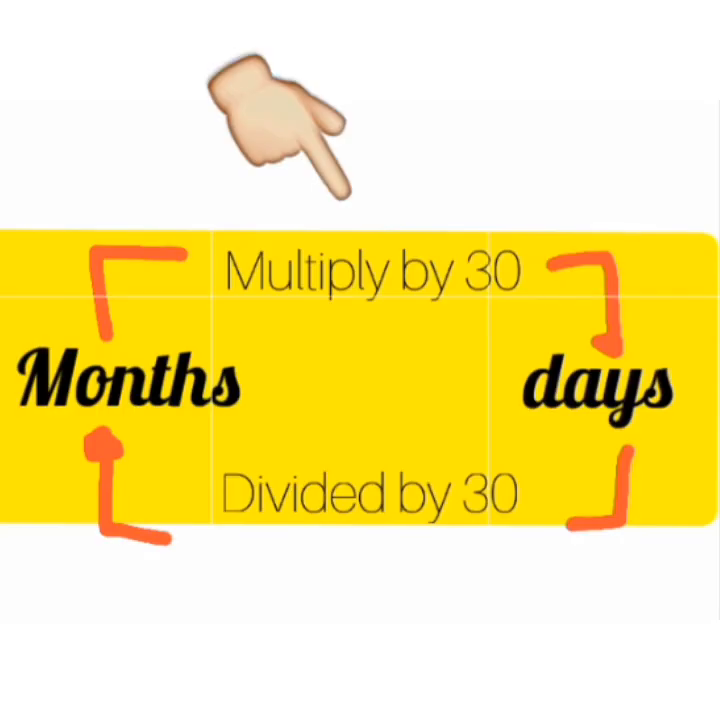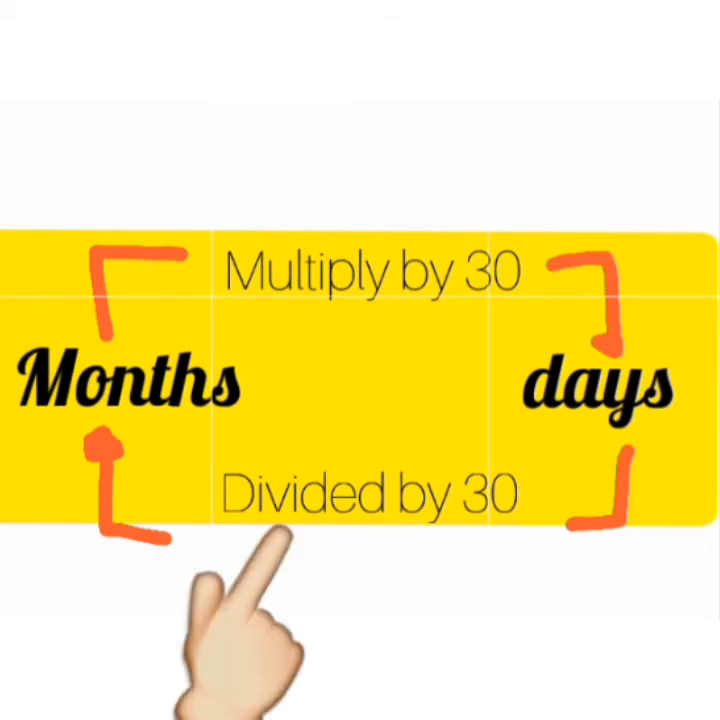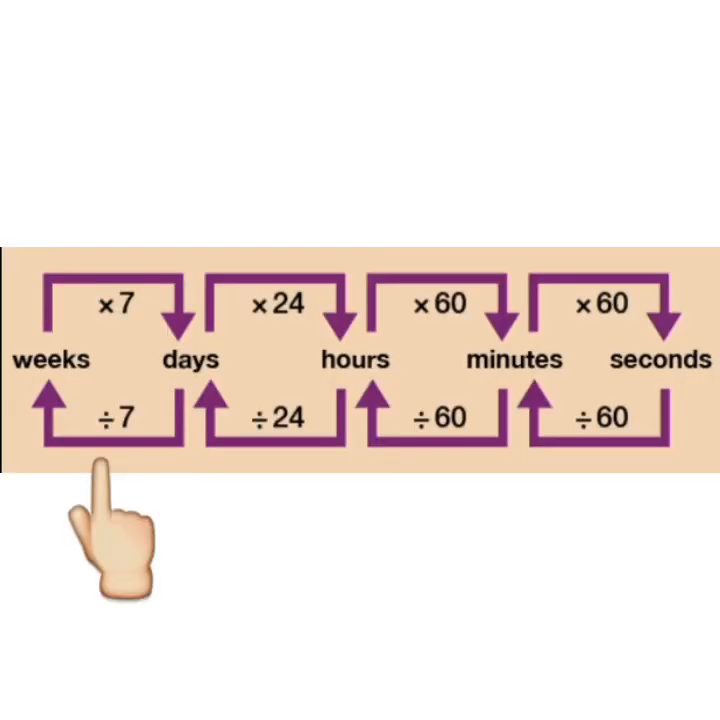Next we learn months and days. When we move from months to days, we multiply by 30, and when we move from days to months, we divide by 30. Next, weeks and days. When we move from weeks to days, we multiply by 7, and when we move from days to weeks, we divide by 7.